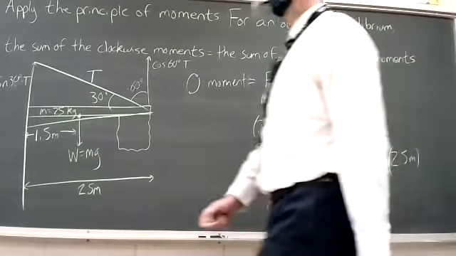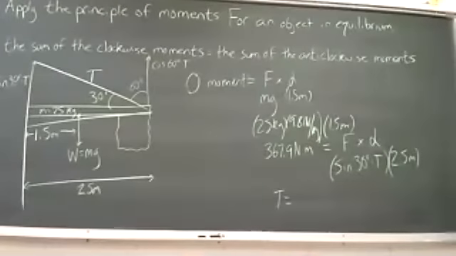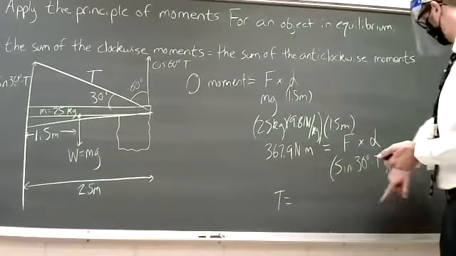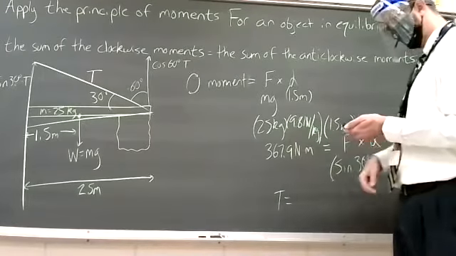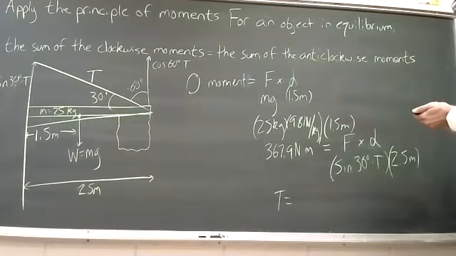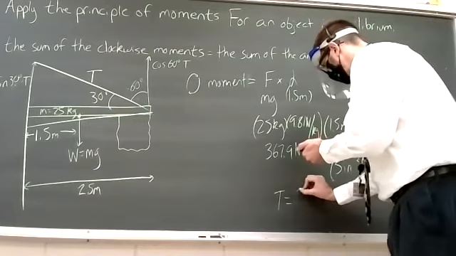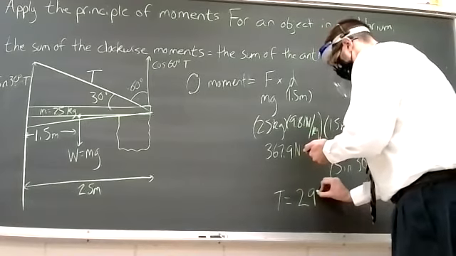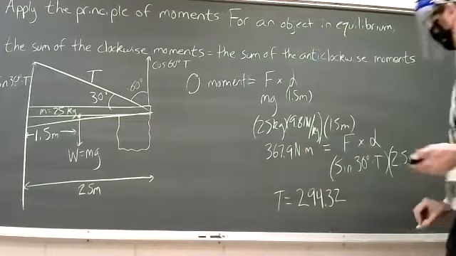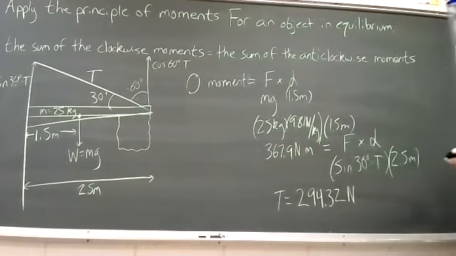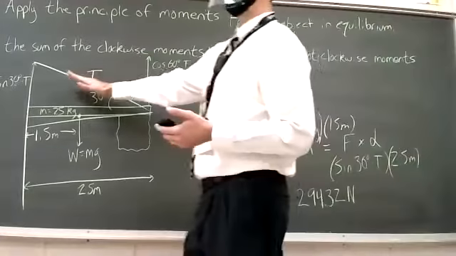So 367.9 divided by 2.5. Remember, this is a Newton meter, so when we divide it by 2.5 meters, we're in newtons. And I get 147, and then divided by the sine of 30, which is a half. So the tension is 294.32 newtons. Okay? That's the actual tension in the string.